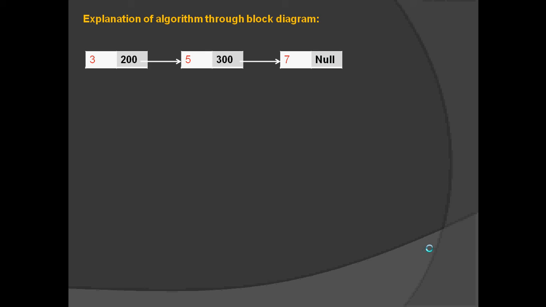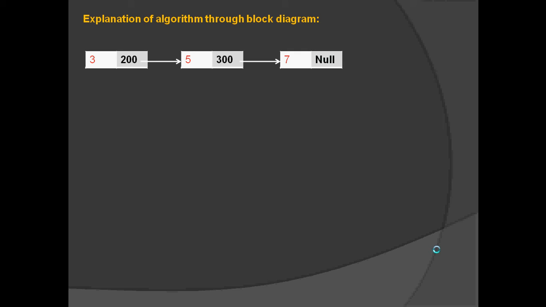For each data item, it contains two elements, which occupies more memory space. The first element contains the data value, and the second element contains the address of the next data value. So 200 is the address of the next data value, that is 5, and 300 is the address of the next element, that is 7. So in the first element, on the left hand side it contains the data value, and on the right hand side it contains the address of the next data element, that is 5.